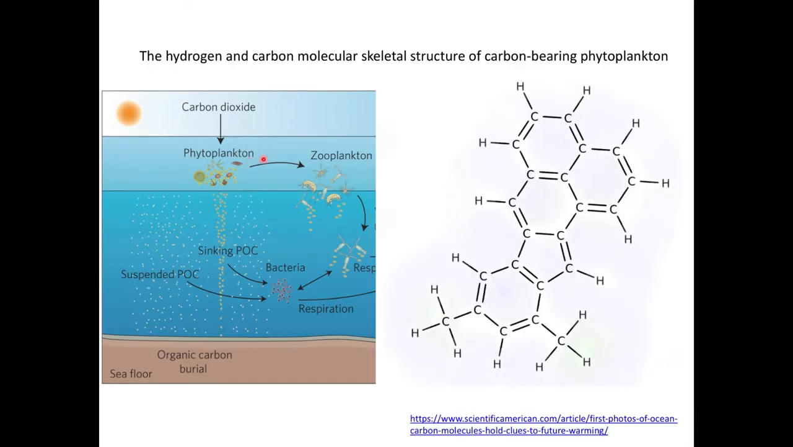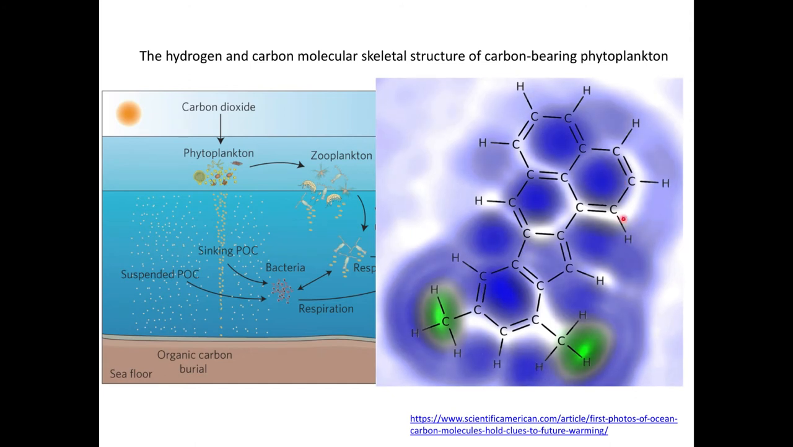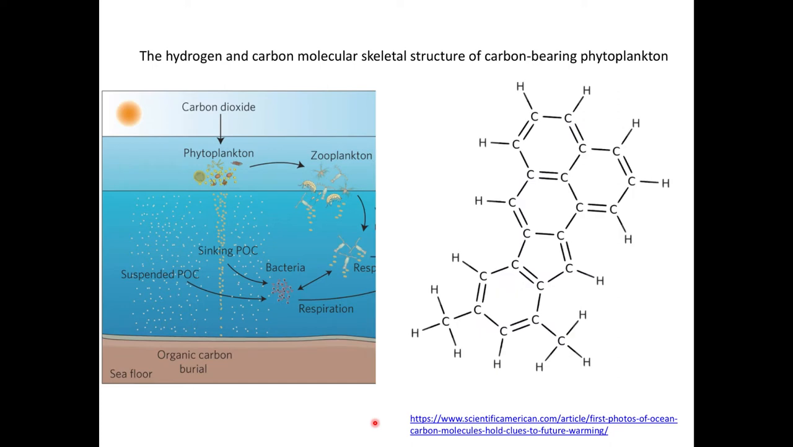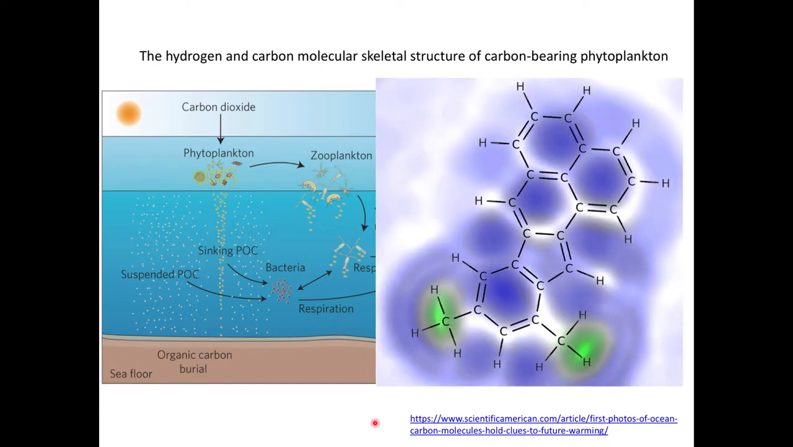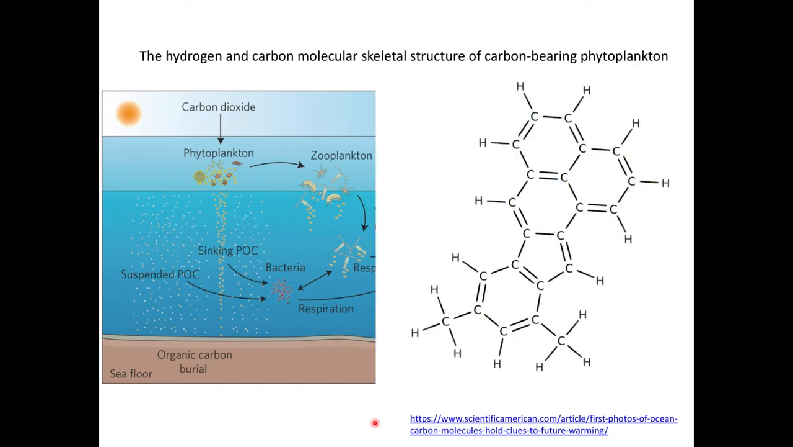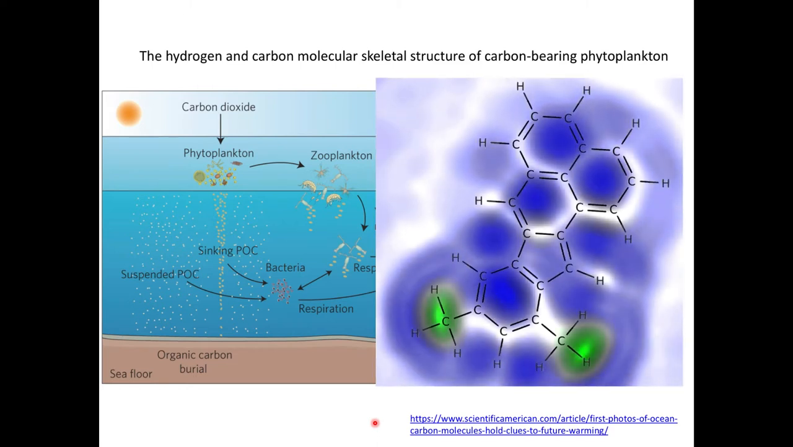Now, if we look in detail at the skeleton of a plankton, this is what you see on the right-hand side. And again, all I want you to see is that it's formed by a backbone of carbon atoms, which are either singly or double bonded to other carbon atoms, and then it is bonded to hydrogen atoms.